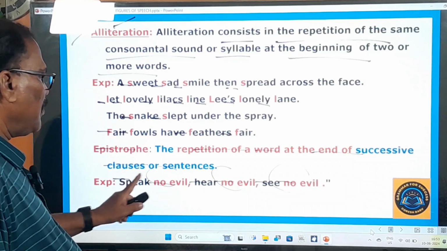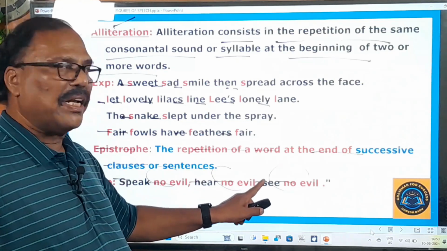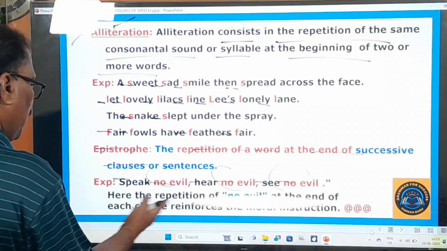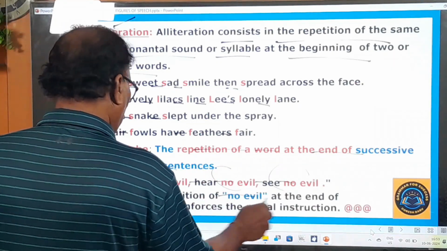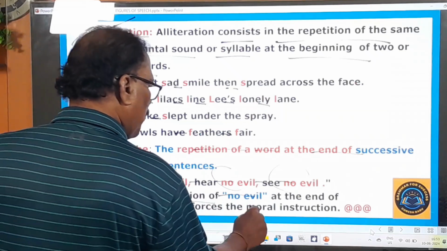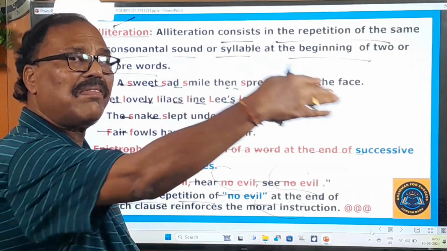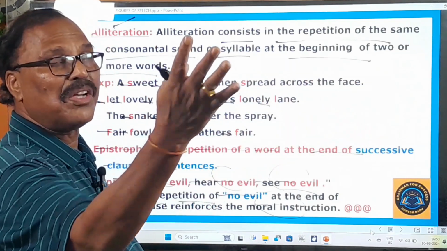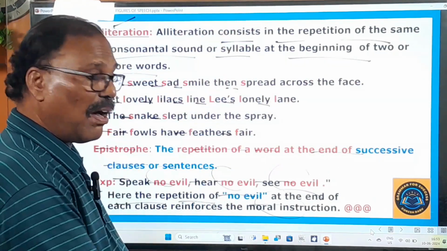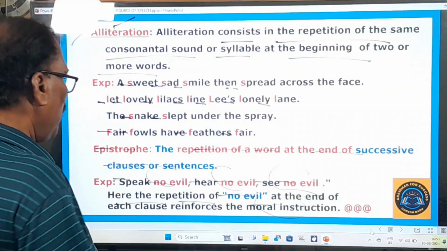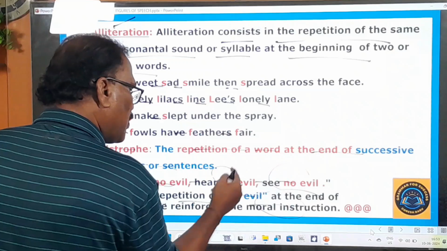Chedu anavaddu, chedu vinavaddu, chedu kanavaddu. You know that very well. And I have given the meaning also. Here the repetition of no evil at the end of each clause reinforces the moral instruction. That's why chedu anavaddu, chedu vinavaddu, chedu kanavaddu, idi Gandhiji pilupu. Some song is also there on this. So here, no evil, no evil, no evil.